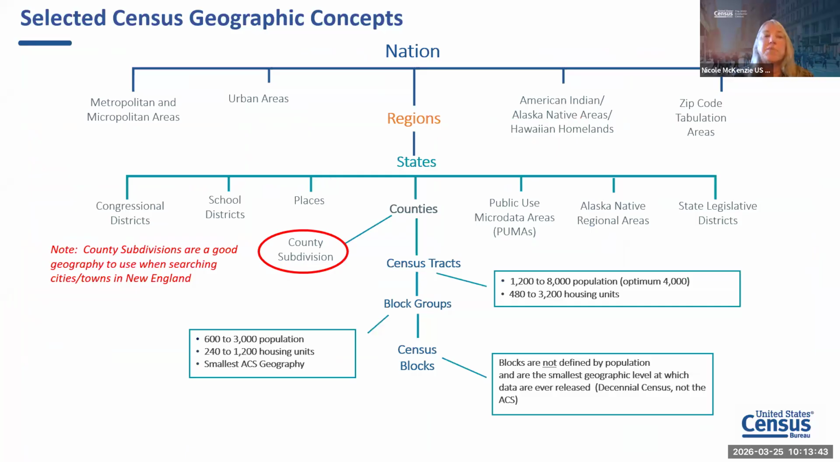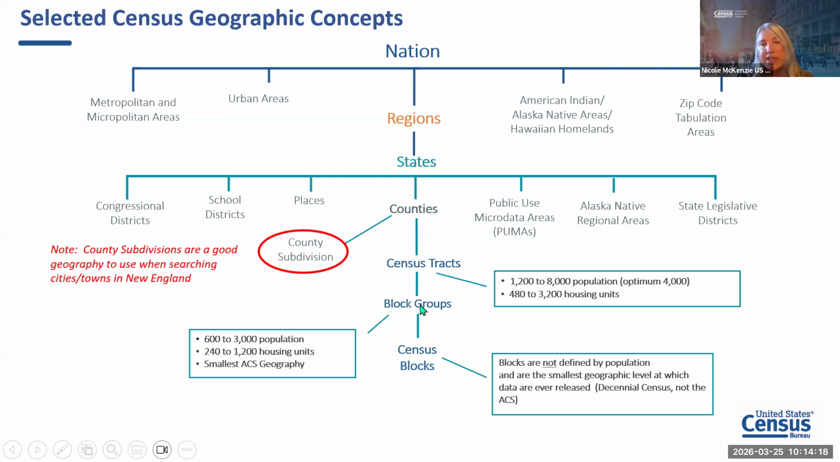This is our geographical hierarchy of data. So you can see in the middle, we call this our geographical spine. You can get data at the national level all the way down to census blocks. Census blocks, the decennial census is the only one, because it's not a survey, it's actually a count. You can get data from a decennial at the block level, which is the smallest geographical level you can pull data at. We then go up to the block groups.